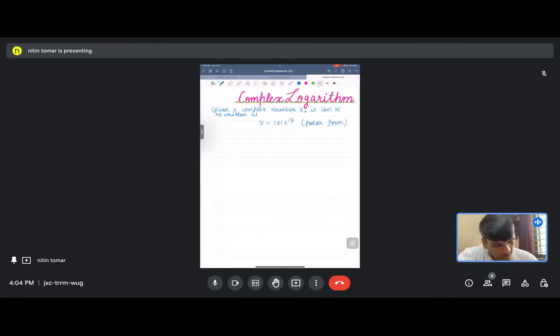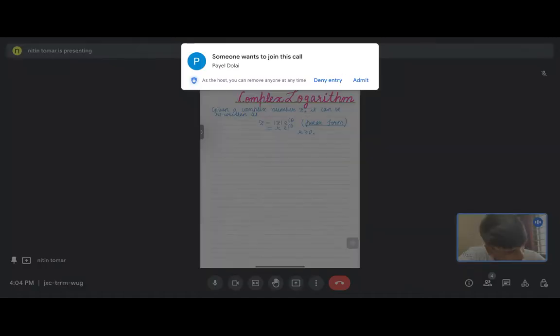Now, we write it as basically r e iota theta. So this r is greater than or equal to 0. Theta is in R.